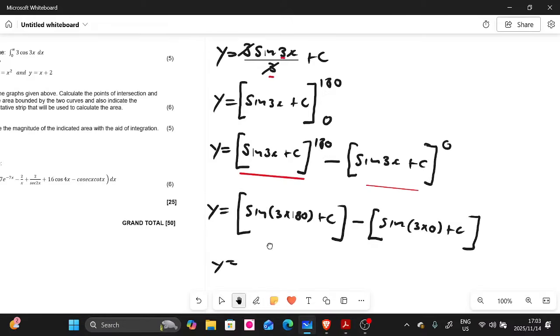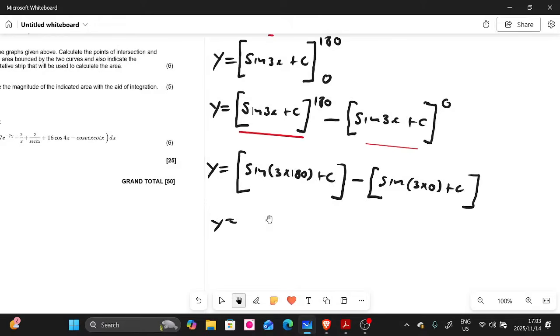Okay. Now, from here, you can use a calculator. I have my calculator with me. So if I insert sine 3 multiplied by 180, I am getting 0. So this is going to be 0 inside there, plus c, okay? Minus. And then let's do the other one. If we insert sine 3 multiplied by 0, which is the same as sine 0, we're going to have 0. So this is going to be 0 as well.